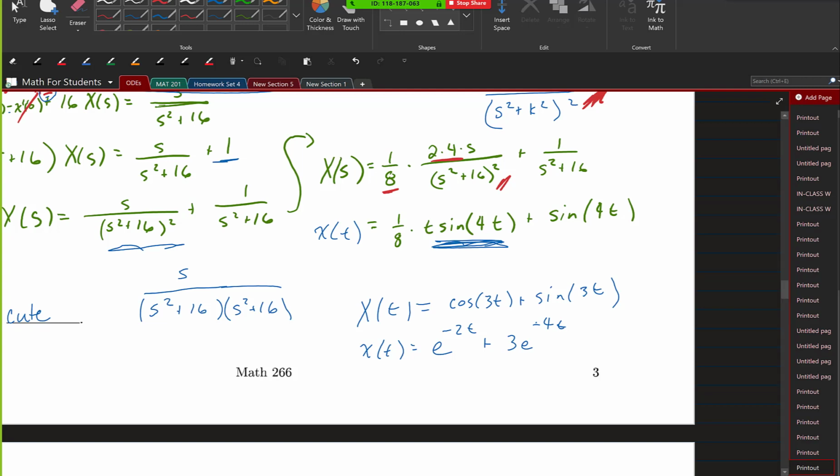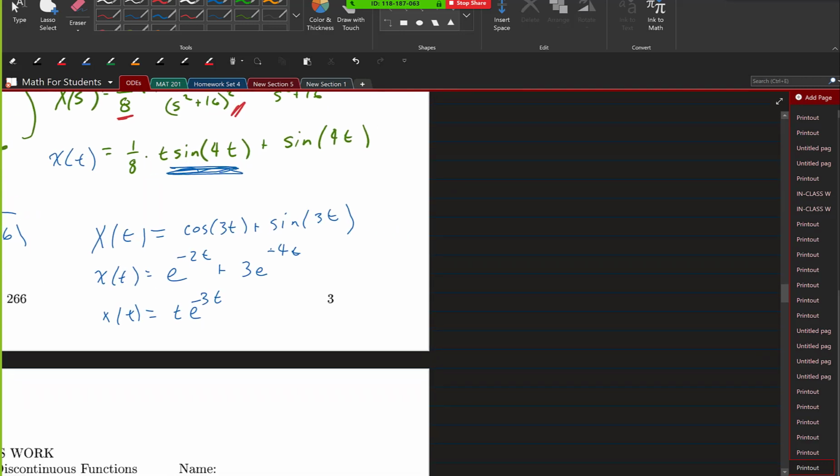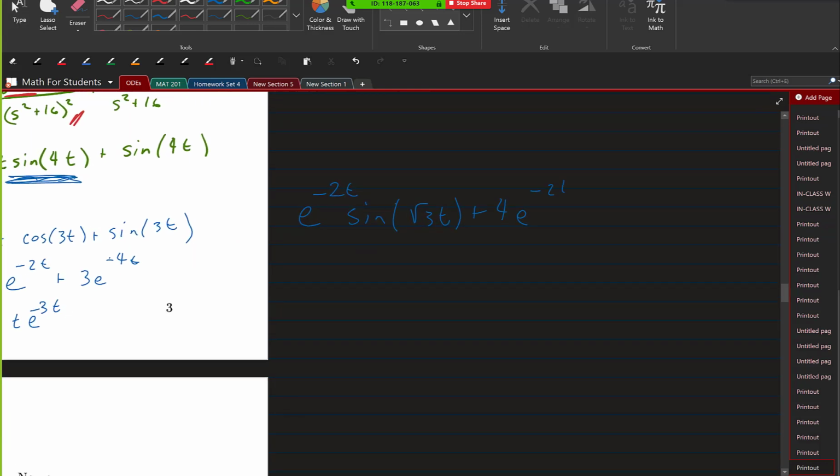That was an overdamped system. Or we saw the critically damped system, x of t equals te to the minus 3t. And then a lot of the other cases, the most common cases, look like this: e to the minus 2t sine of the square root of 3t plus 4e to the minus 2t cosine of the square root of 3t. With sine and cosine, this was the underdamped system, and the graph looked like this, which is how we expect most springs to behave.